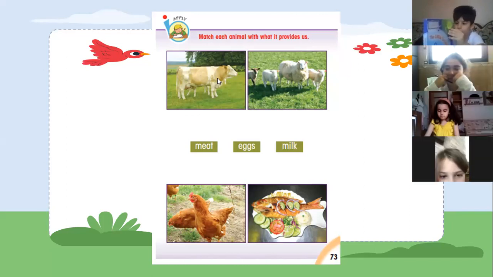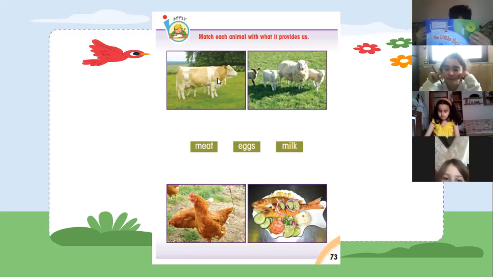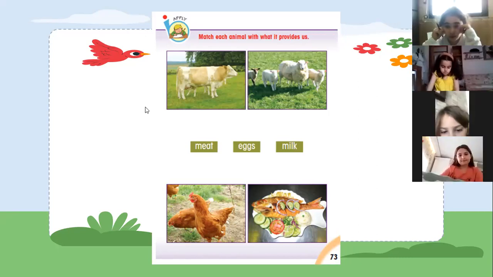What can we benefit from cows? Or why do we need cows? For milk and meat. Meat and what? And milk. Brilliant. Yes.